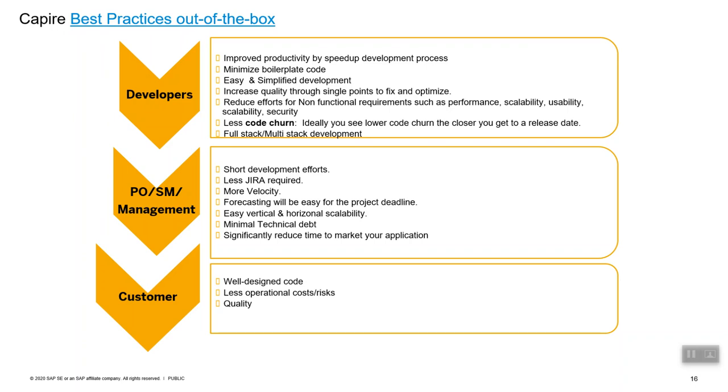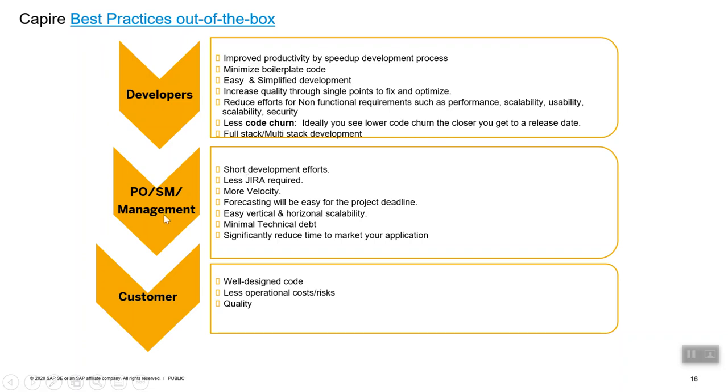Out of the box, as we said, it provides a lot of best practices for security. Obviously, when we have very little code, the code churn will also be very low. Ideally, in projects, more code churn increases our release date. Developers can develop applications using the full stack approach of front end, back end, and database. You don't need to learn so many different technologies to develop them. Okay, these are the advantages for the developer.